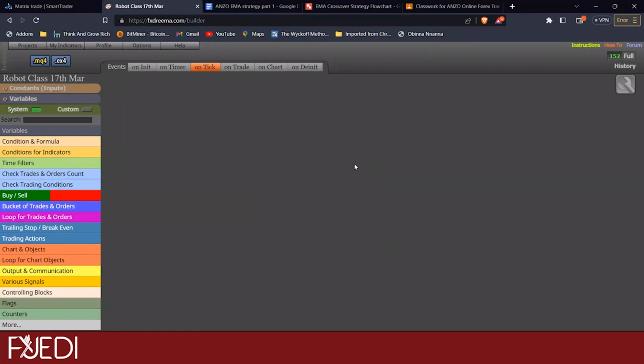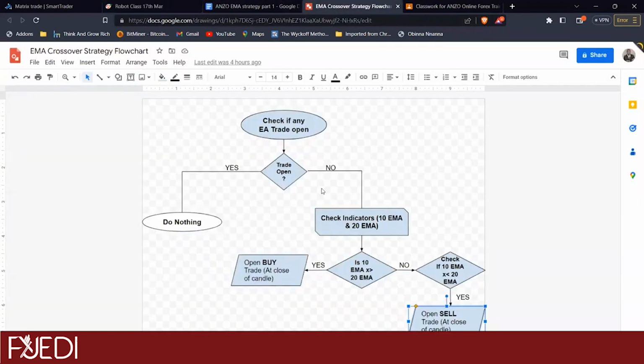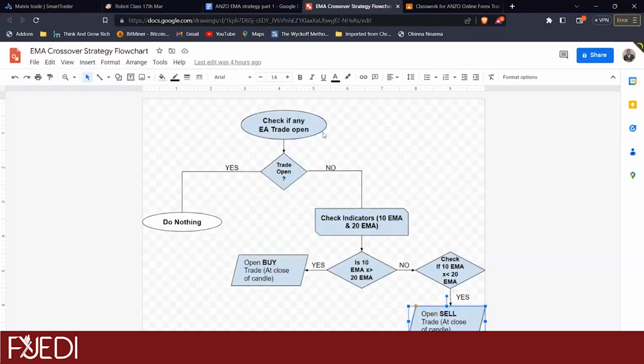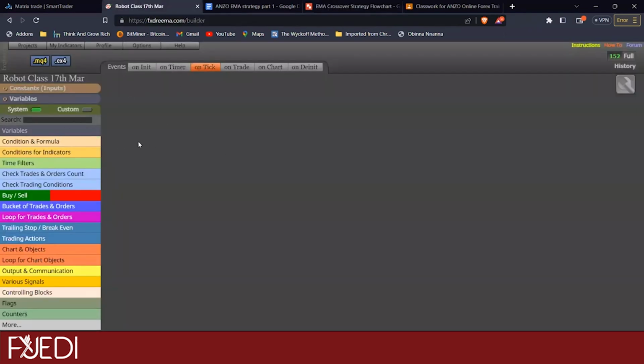Now, what do you do? This is now the building flow, and we'll be interfacing it with our architectural plan, so we'll be going between our architectural plan and our building flow. First thing we want to do is check if there are any open trades, right? Are there any open positions? How do we do that on the FX Dreamer?